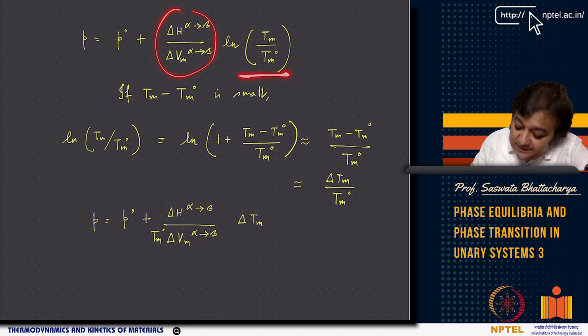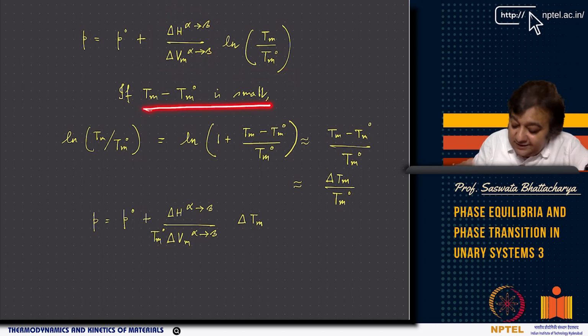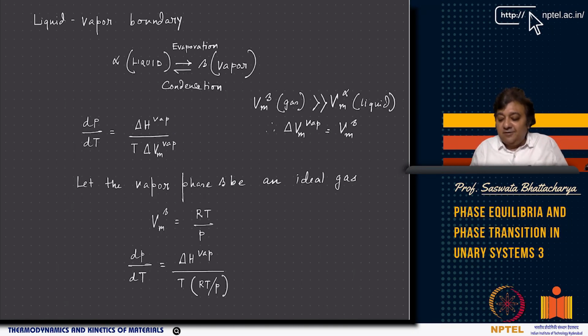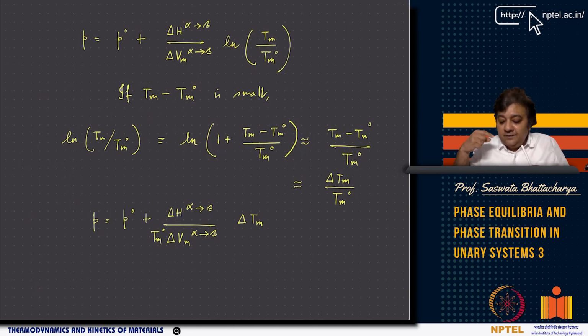And so if Tm by Tm naught is small, then ln Tm by Tm naught, again I am using the same trick. So ln 1 plus Tm minus Tm naught by Tm naught, which is approximately equal to only the linear term, right? The other terms will be anyway smaller, because it is whole squared, whole cubed, and so on. So basically I can think of this Tm minus Tm naught as delta Tm by Tm naught, and so we can just write this as P equals to P naught plus delta H alpha to beta delta Tm over Tm naught delta Vm alpha to beta, right? So basically this is for a solid liquid boundary. So we can easily determine the solid liquid boundary equation.